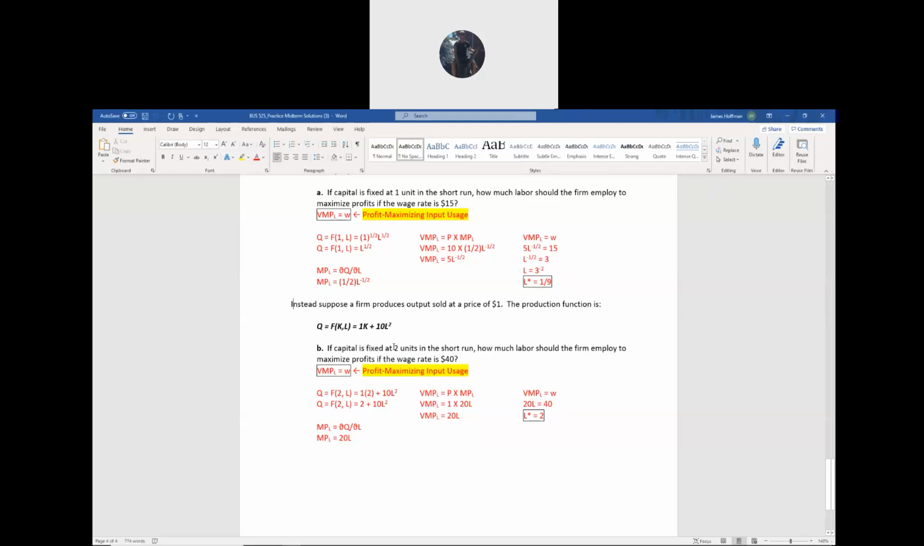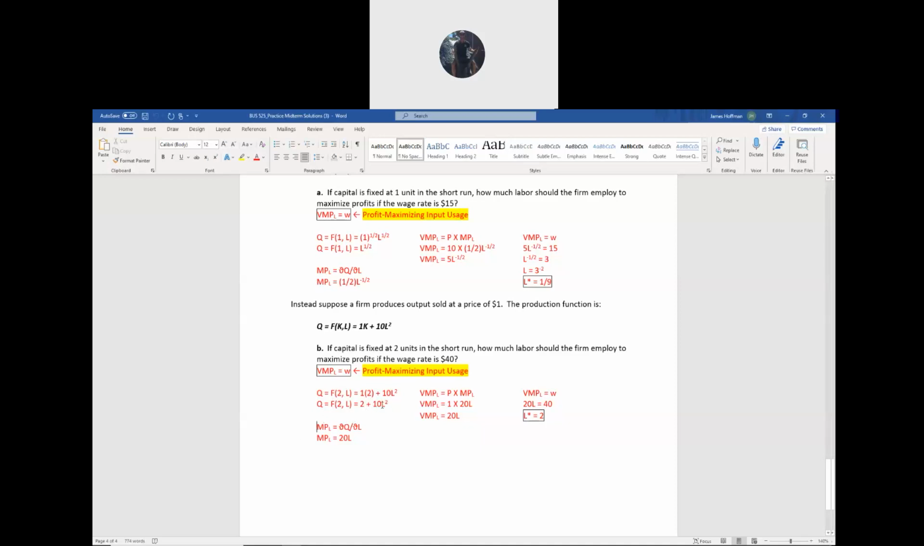Okay, then finally, let's suppose a firm produces output sold at a price of 1, and the production function is this: Q equals 1K plus 10L squared. So if capital is fixed at 2 units in the short run, how much labor should the firm employ to maximize profits if the wage rate is $40? So same condition we want to find. First plug in your fixed level of capital, which is 2. So Q equals F of 2, L, and so 1 times 2 plus 10L squared simplifies to 2 plus 10L squared.